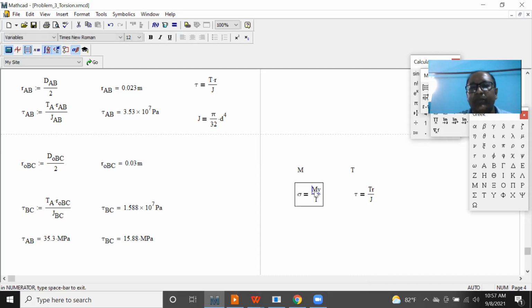Bending stress becomes higher at the outer fiber. Torsional shear stress also becomes higher at the outer fiber. But if we apply bending, is there any shear stress developed? Yes or no?